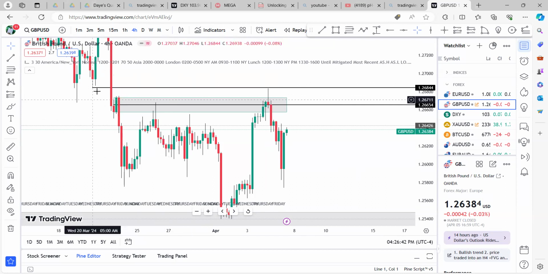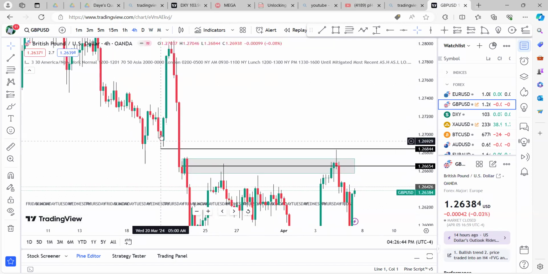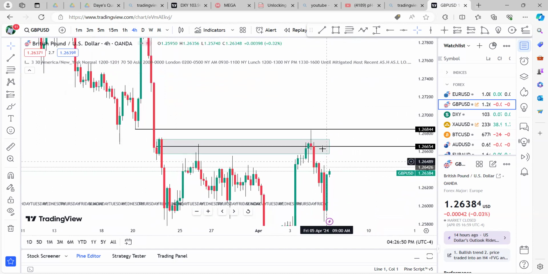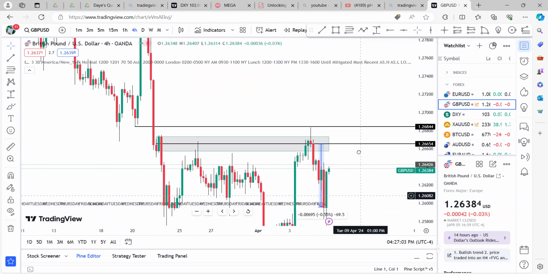And moreover, this breaker price came, hit it, and then it sold. So if you had sold from here, that would be, let's check, a stop loss, a drawdown of 19, 20 pips.